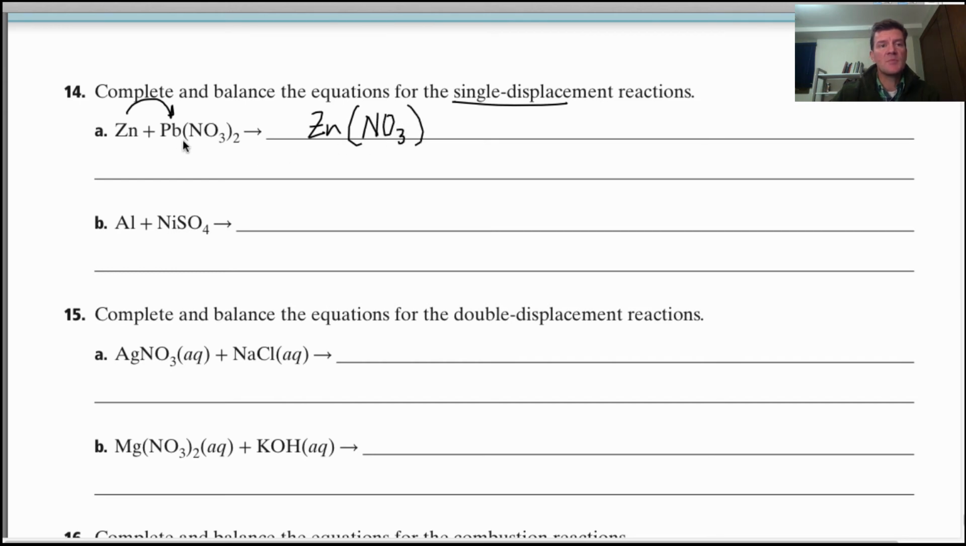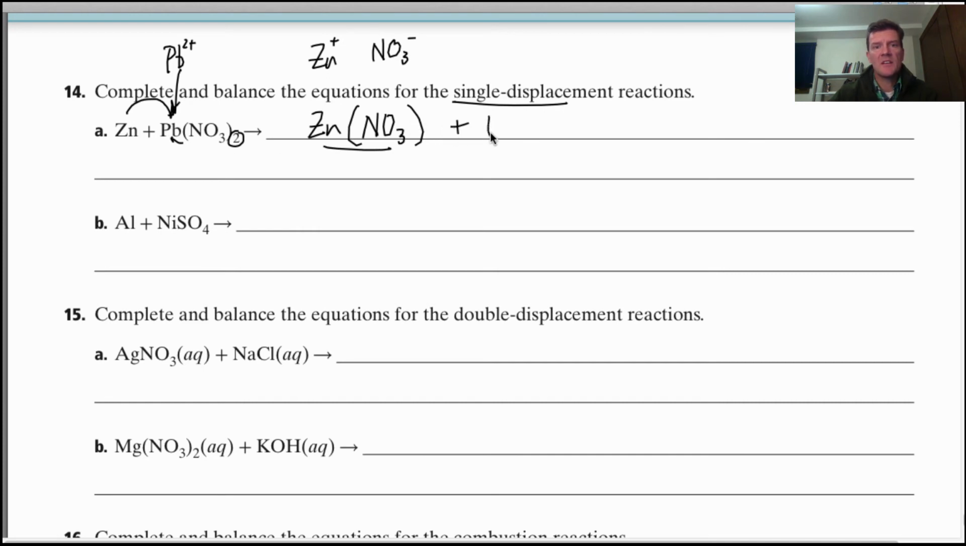Now, just because this is NO3 and there are 2 of them with the lead, doesn't mean there's going to be 2 of them with the zinc. You have to know what the ion charge is. The zinc forms a +1. Nitrate is a -1. So you just need 1 of each. You don't need the 2 on the zinc nitrate. You don't need the 2 over here outside the nitrate. That's only for the lead, because this is a lead 2. Okay? So you have to write the correct formula.